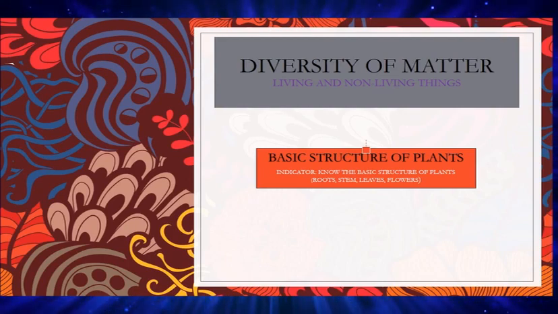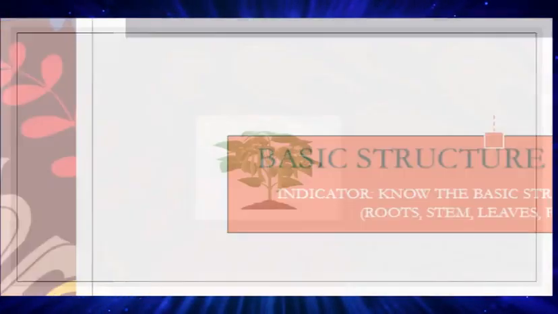Under one indicator, what we're supposed to know under the basic structure of a plant is to know the basic structure of a plant, that is the root, the stem, the leaves, and the flowers. And there's one basic part of the plant that you must also know. We shall come to it. Let's move on.